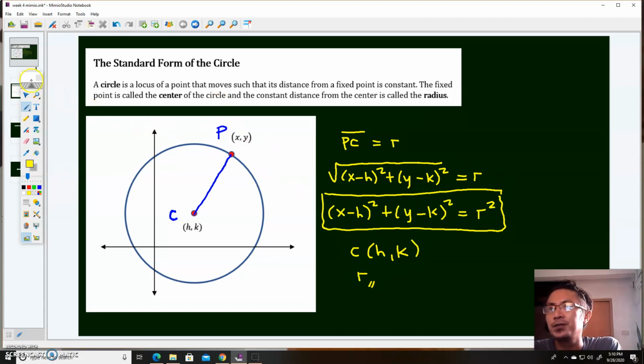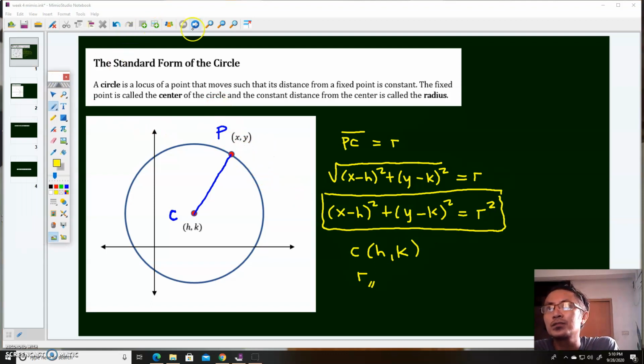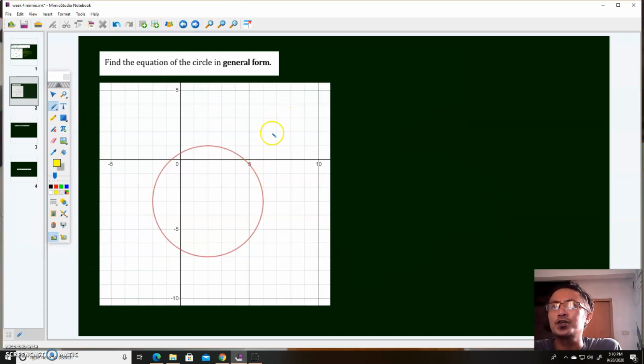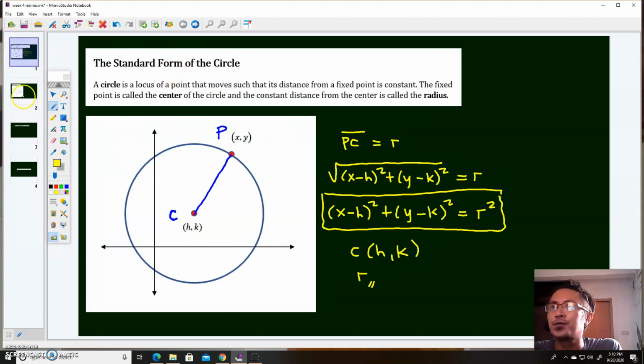Now, let's have the first problem. Find the equation of the circle in general form. Now you see there's another highlighted term there, general form. But let's go through the standard form first. Of course, the standard form.